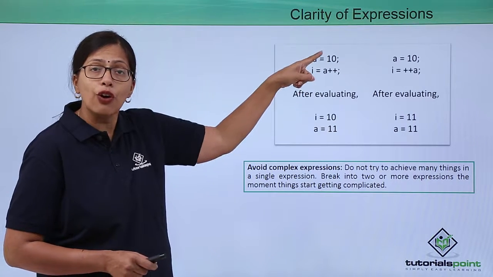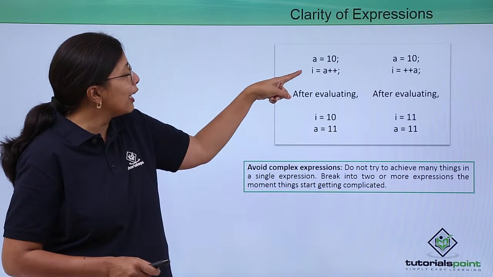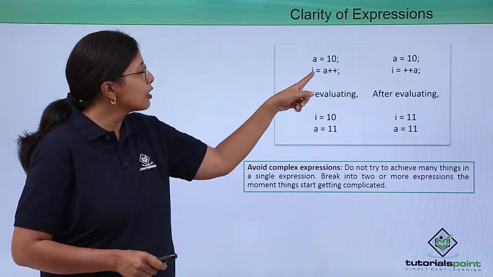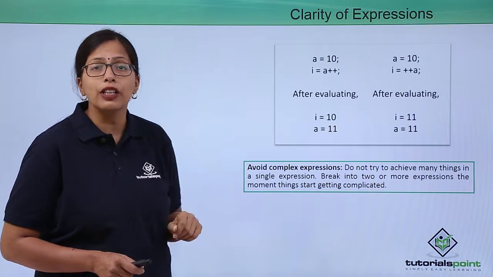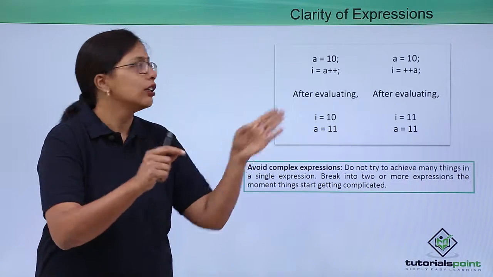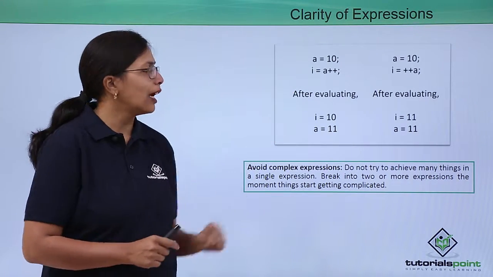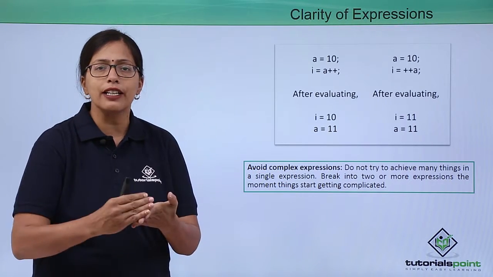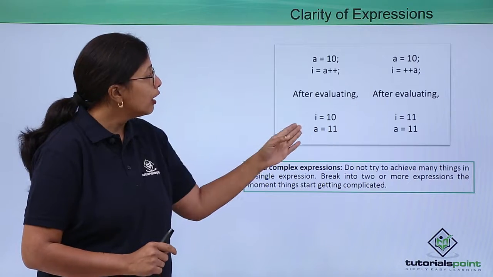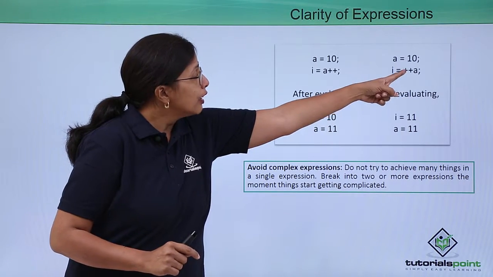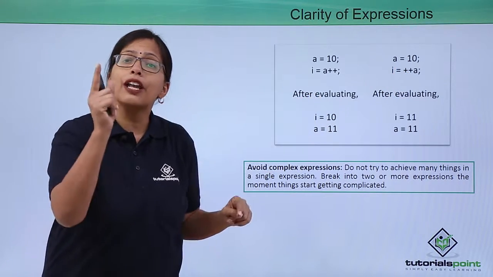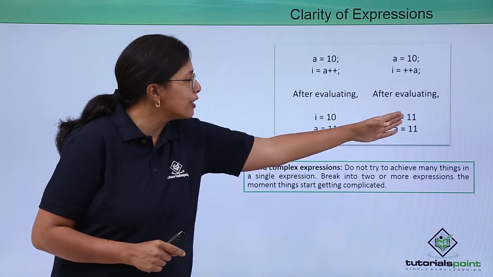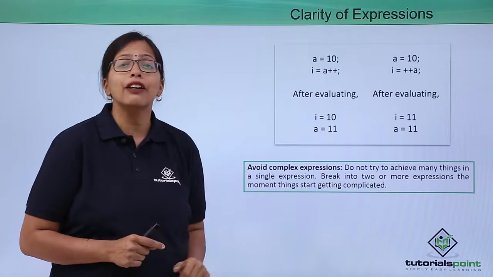After evaluation of the first, the value of i will be 10 and a will be 11. Why? Because first the assignment will be carried out, so i equal to a is 10, so i will be 10, and a will then be incremented by 1, so that is 10 plus 1 equal to 11. However, in the second case, it will be incremented first, that means 1 will be added first and then i will be given the value. So here i is equal to 11 and a is equal to 11.